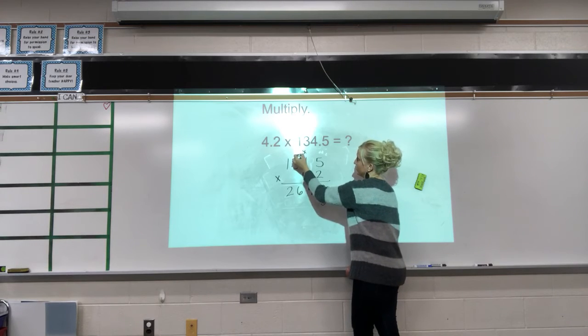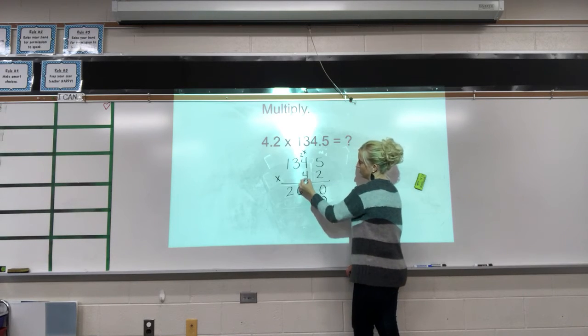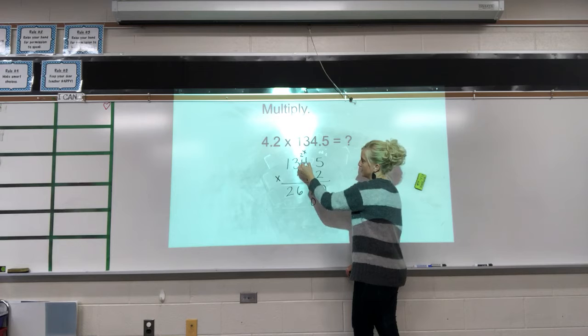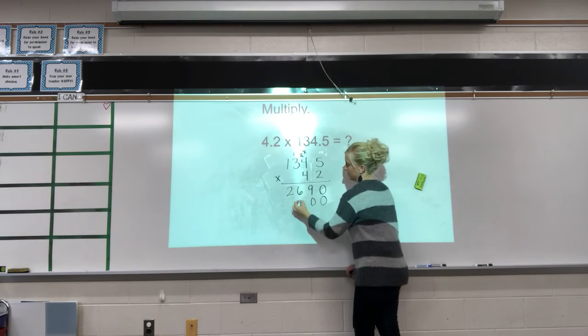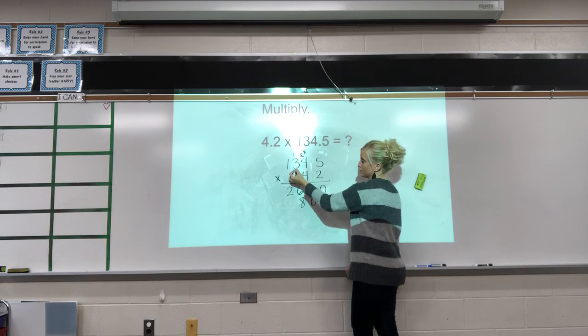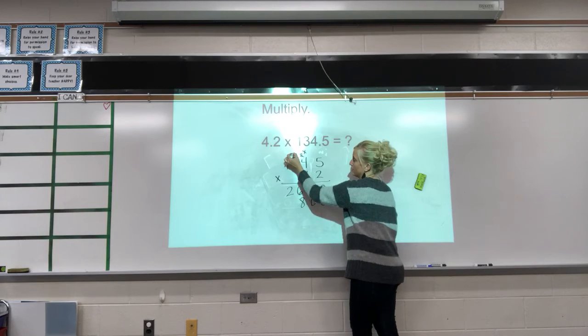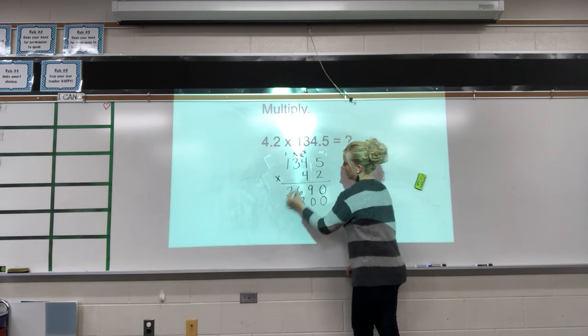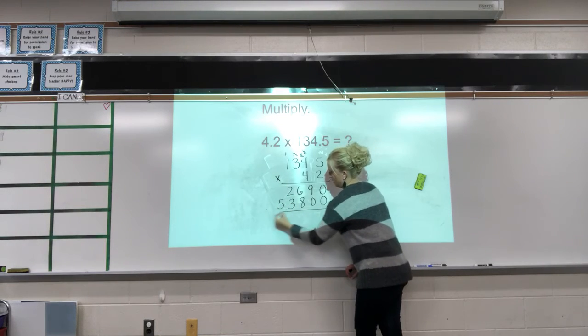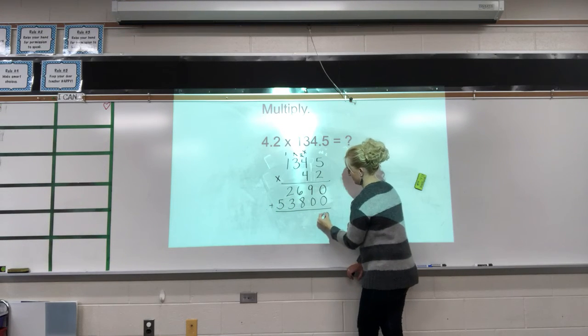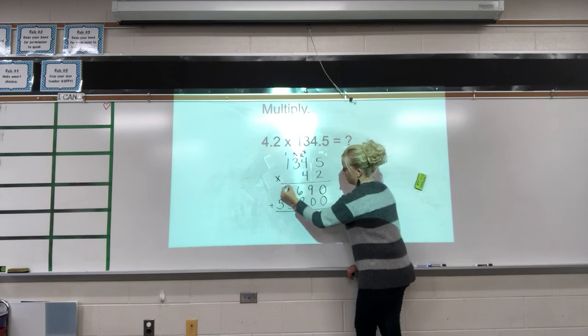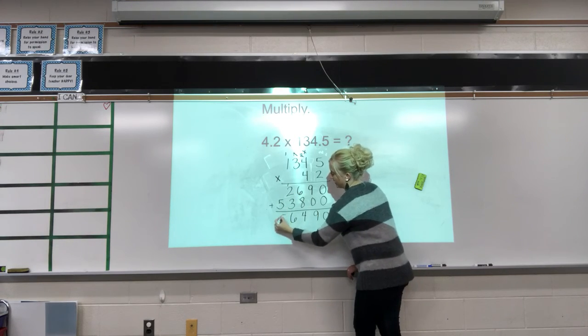4 times 5 is 20. 4 times 4 is 16, plus 2 more is 18. 4 times 3 is 12, plus 1 more is 13. 4 times 1 is 4, plus the 1 is 5. We add those two up, 0 and 9 and 14 and 6 and 5.